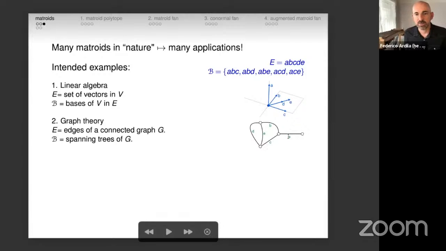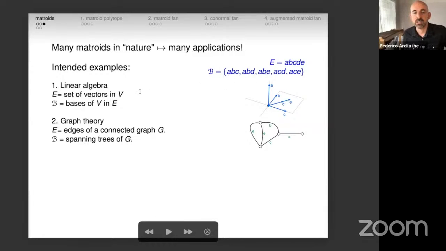So A needs to be in every basis. Now D and E cannot be together in any basis because they would form a cycle. So you can only choose at most one of them. And that's the only other restriction. Out of B, C, D, and E, you can choose any pair as long as you don't choose D and E. And so you find that for this graph, the set of spanning trees is this same collection B.